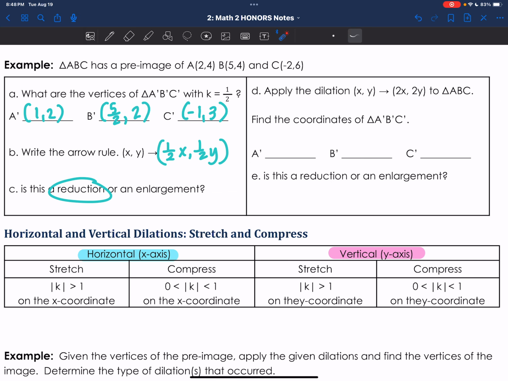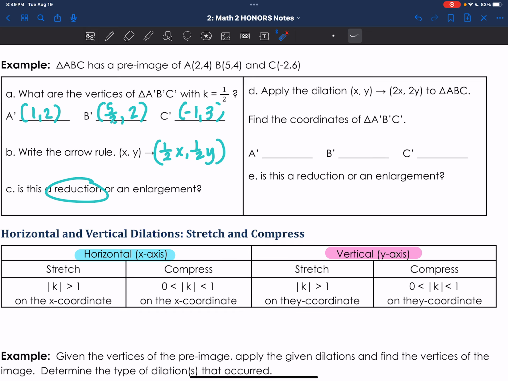And then here, you can have a pre-image of these points. And in order to do this, all you do is multiply the scale factor by each point. So if we take 1/2 times 2, you get 1. 1/2 times 4, you get 2. So A prime would be that. And then here we have a fraction. That's okay. You're going to do 1/2 times 5, gives you 5/2. And then 1/2 times 4 gives you 2. And then if it's a negative, that's okay also. So we take 1/2 times -2 gives you -1. 1/2 times 6 gives you 3.